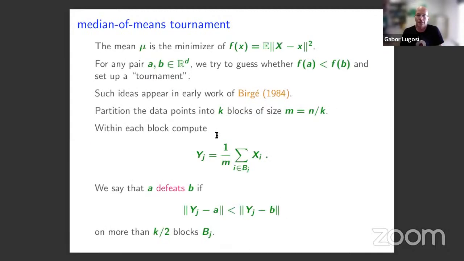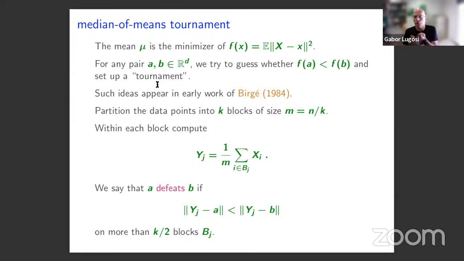So let me describe very quickly what this estimator does. The idea behind this estimator is that the mean vector is nothing but the minimizer of this function. Okay, so mu is the value that minimizes this function f, the expected squared distance of a random variable from that point. And now what we can try to do is that for any two candidate values, for any values a and b in R^d, we can use the median of means estimator to guess whether a is a better candidate than b. Right, so we can compute the median of means estimator of f of a, we can compute the median of means estimator of f of b, and decide based on that. Okay, so this is how we set up a tournament.